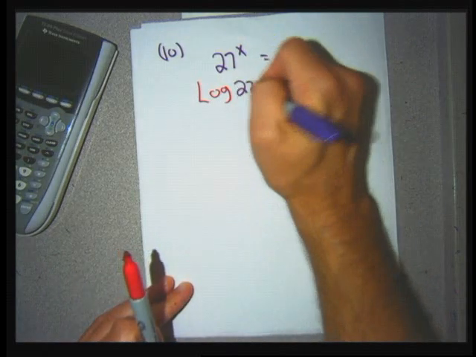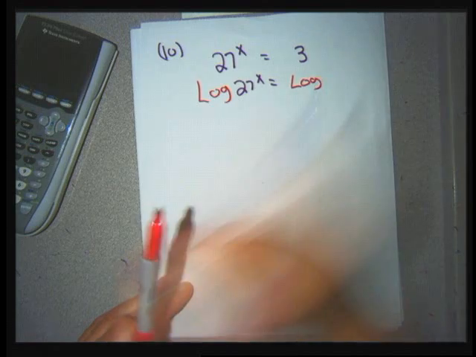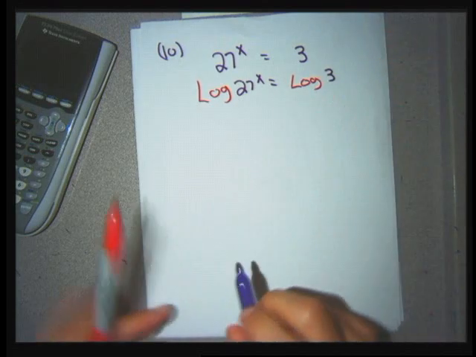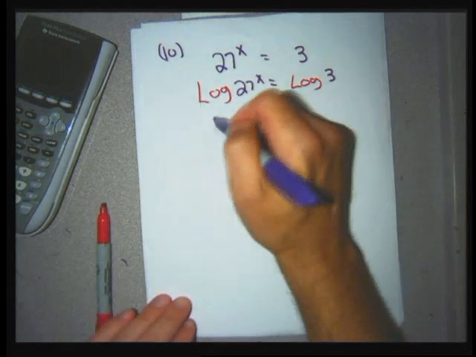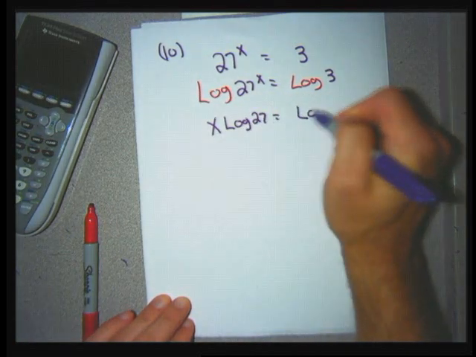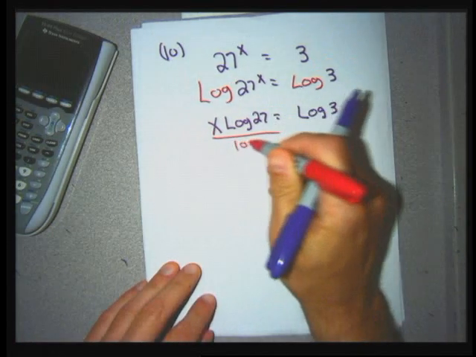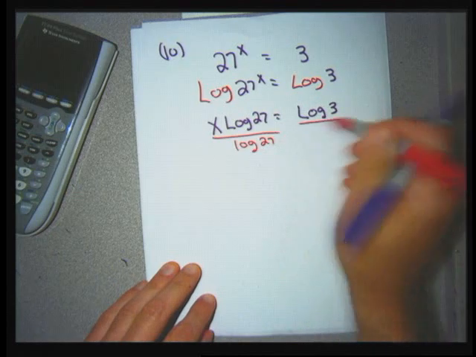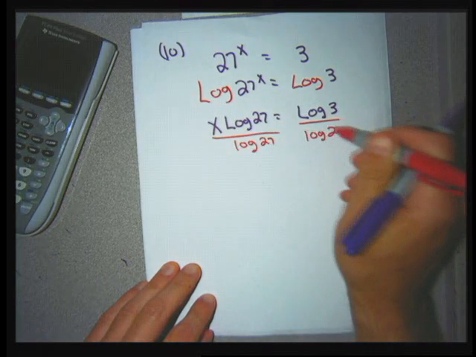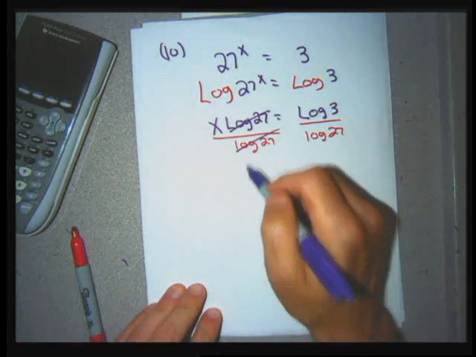So you can go the logarithm of 27 to the x equals the logarithm of 3. Now I'm going to bring the x out front and make x times the log of 27 equals the log of 3. Now I'm going to divide both sides by the log of 27. So this logarithm strategy, once you start doing it, it's the same for every problem, so in some sense it's nice. On the left-hand side, the logs cancel, I'm left with the x.